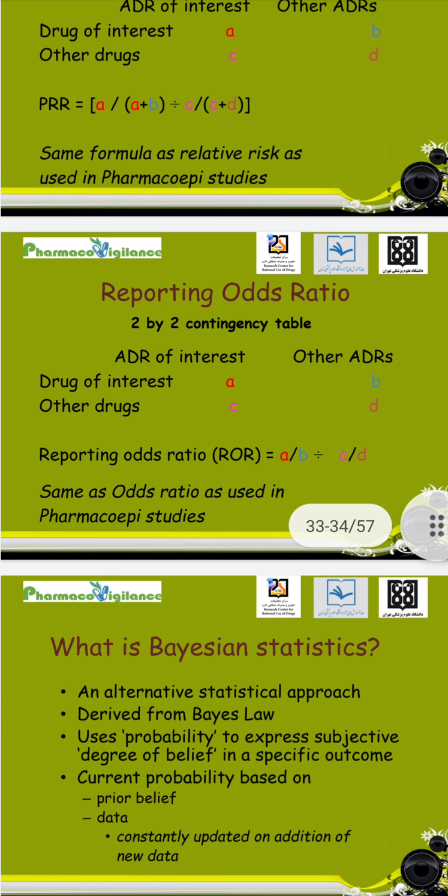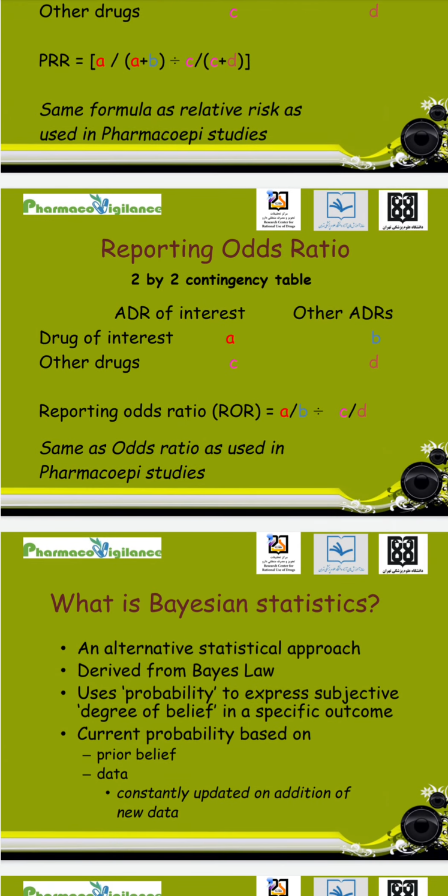Reporting odds ratio, what does it mean? This is again a 2 by 2 contingency table, and again the drug of interest and ADR of interest is reported as A. The drug of interest and other ADRs is B. The ADR of interest with other drugs is C, and other ADRs from other drugs is D. The reporting odds ratio or ROR is A divided by B, divided by C divided by D. It is the same as the odds ratio as used in pharmacoepidemiology studies.